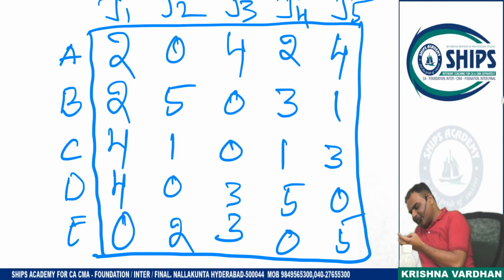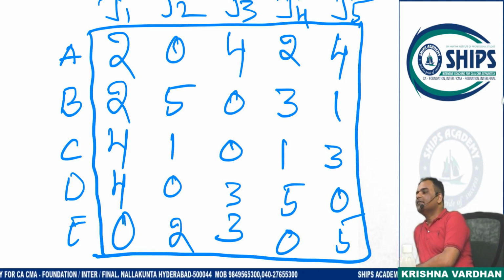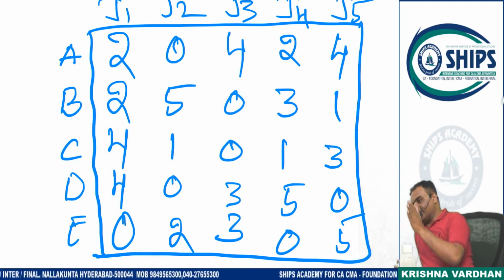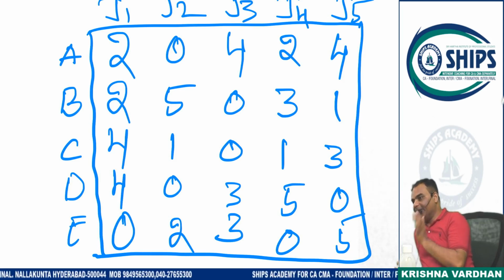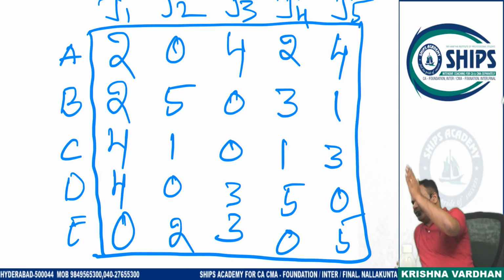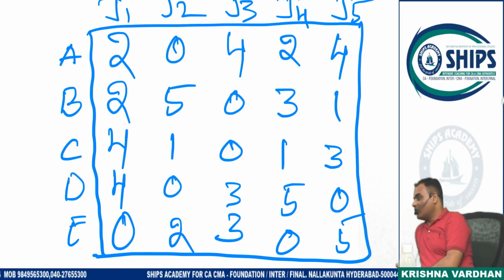What is column minimization, or column iteration? Choose the minimum number in the column, and subtract that minimum number from all other numbers. But if the minimum number is 0, the values remain the same. Understood? So the third step is done. Let us go to the fourth step.